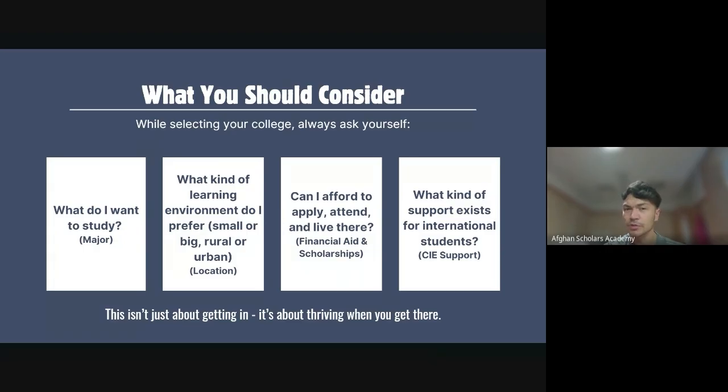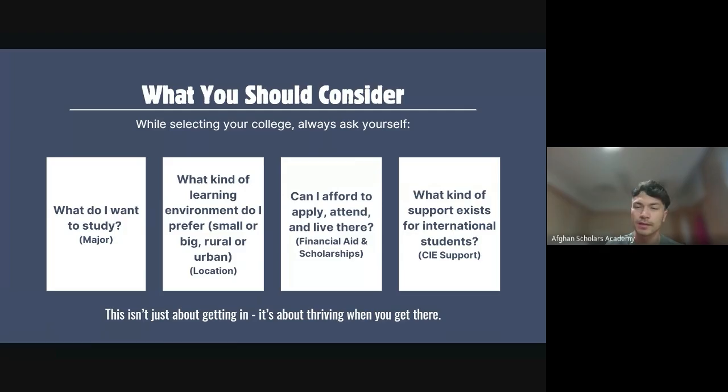It's really tricky sometimes. You don't pay attention to that. You just apply, and then when you get there, you say, "Oh my God, I wanted to study this," but they don't offer that major. It can be really tricky and very frustrating. For example, Berea College doesn't have a public policy major. There are other majors that are not offered here, so you should pay attention to that.